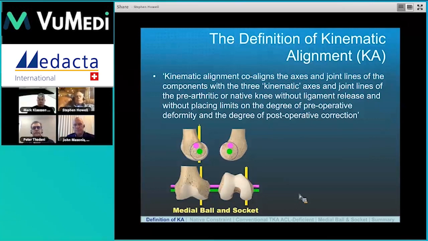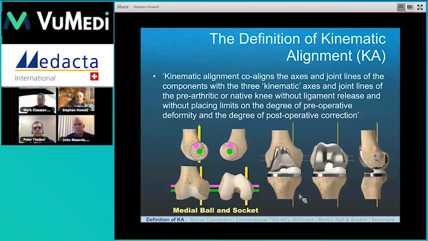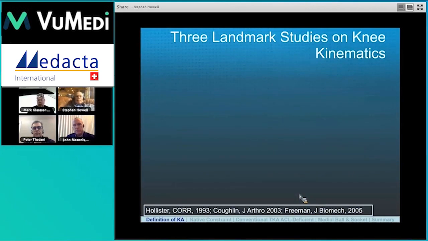Hence, it makes perfect sense that if you just resurface the joint by placing the implants coincident to the native joint surfaces, then by definition, the axes of the components are co-aligned with the axes of the native knee, and that restores the natural resting lengths of the ligaments so they don't have to be released, they don't get too tight, they don't get too loose, and this restores stability and flexibility to the knee and gives the patient a more normal feeling knee.